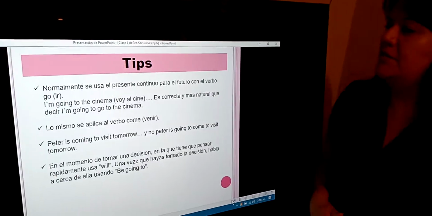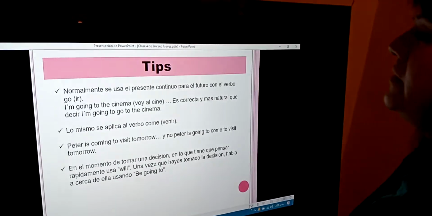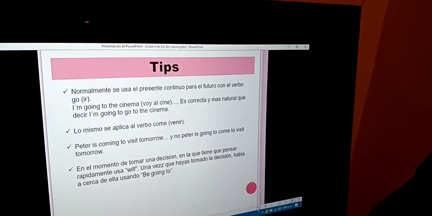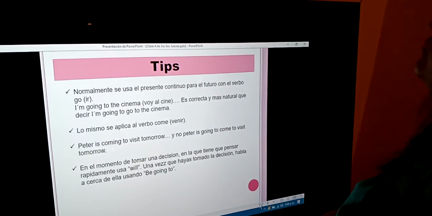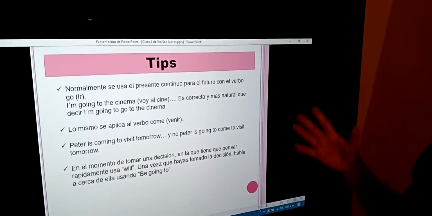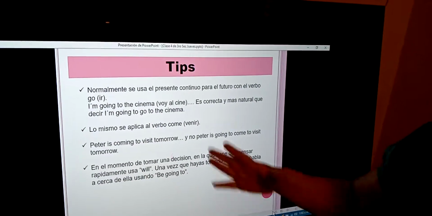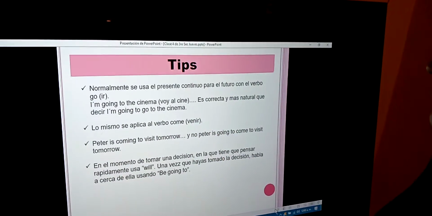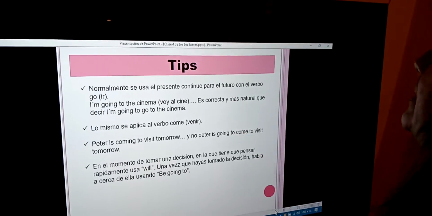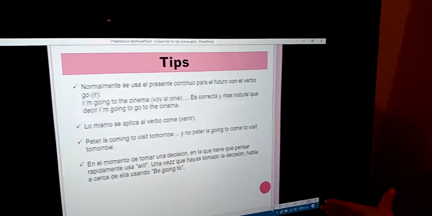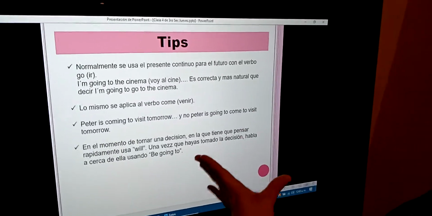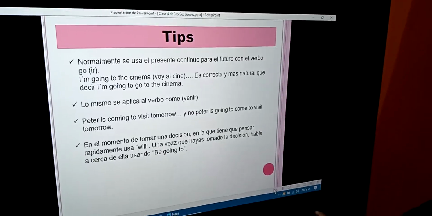And tips. The tips is normalmente se usa el presente continuo para el futuro con el verbo go, español, ir. I'm going to the cinema. Spanish, voy al cine. Es correcta y más natural que decir I'm going to go to the cinema.